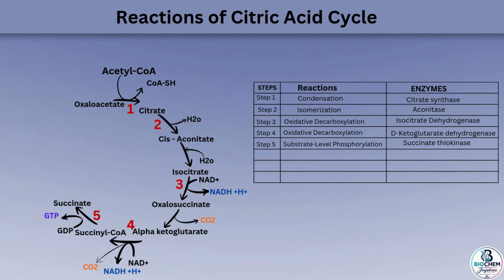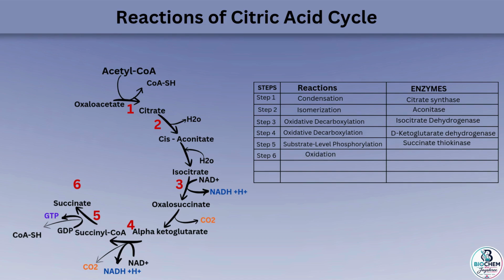In some tissues, ATP is produced instead. After releasing coenzyme A, succinyl-CoA becomes succinate. And this is the only reaction in the TCA cycle that directly produces an ATP equivalent. GTP is the ATP equivalent molecule.